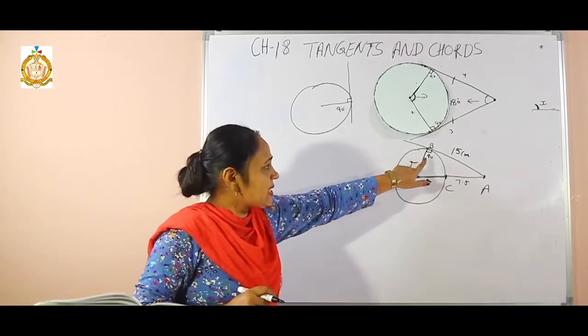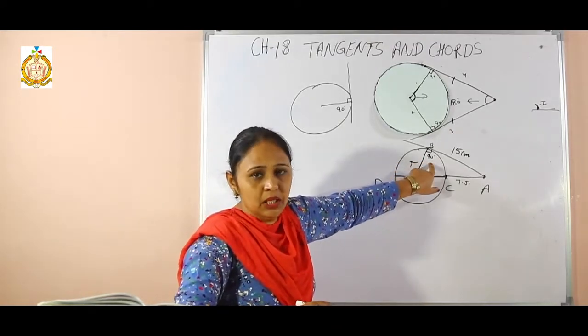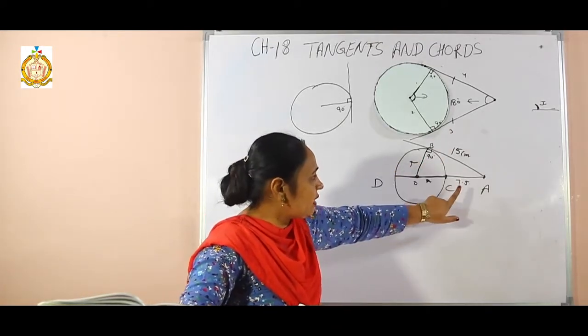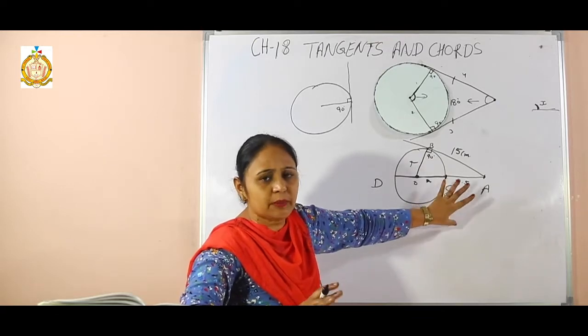Now I know that there is an angle of 90 degrees. That means there will be a right angle triangle. One side is given, the other half is given. I don't know half, or some part is given.